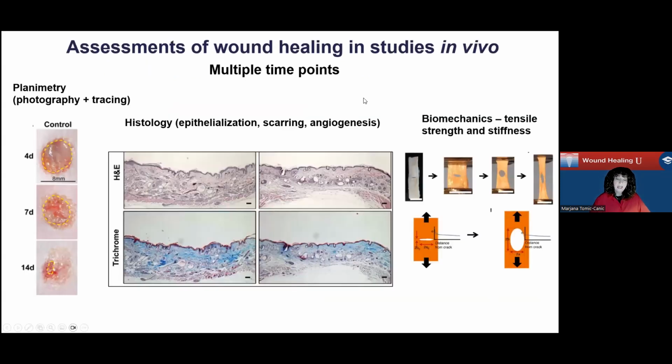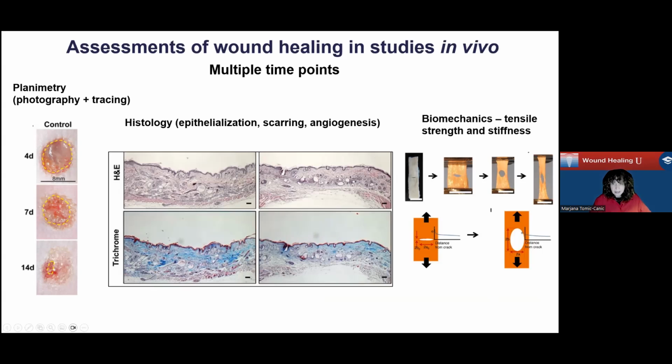And so the other important part of testing wound healing is really how do we assess that process, right? From in vivo experiments, many use planimetry, where they photograph the wound over time and then calculate the size by naked eye or by some sophisticated digital mechanism, or histology, where we can actually assess multiple aspects of wound healing, not just closure, but also different composition of epithelialization, scarring, angiogenesis, and so forth.